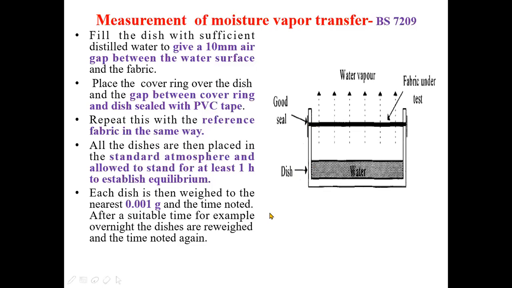we always have to be careful to weigh the dish in a balance which is accurate enough. At least it can measure 0.001 gram. Now after a suitable time, say overnight, we have to again measure the assembly. Now by this time, what will happen? Some of the water vapor will pass through this fabric and the weight of the specimen will be reduced.